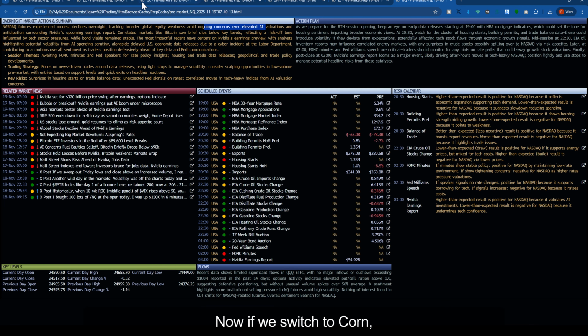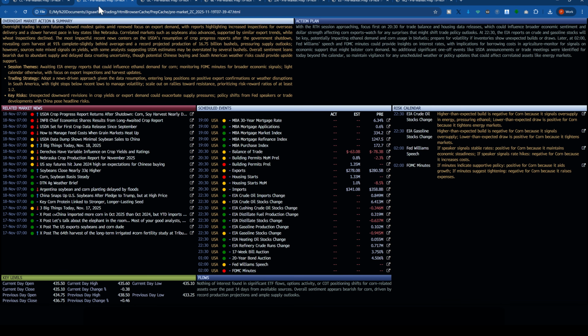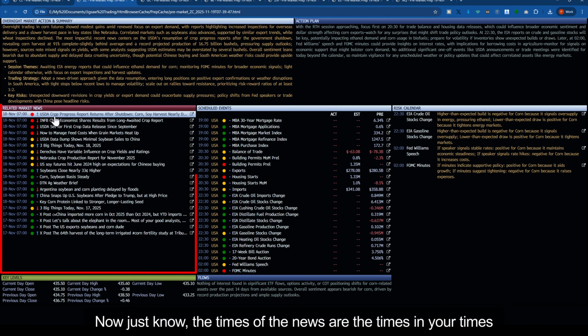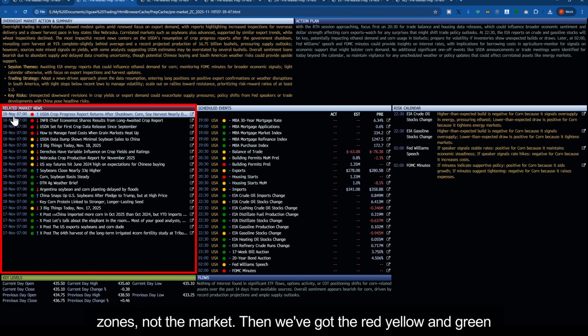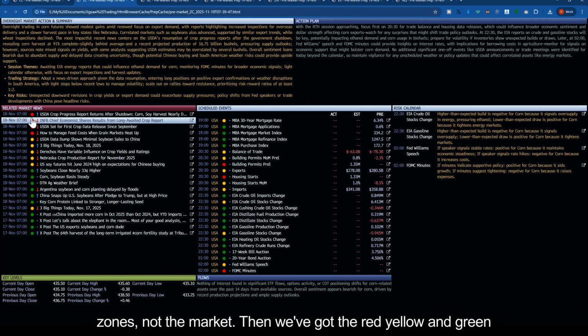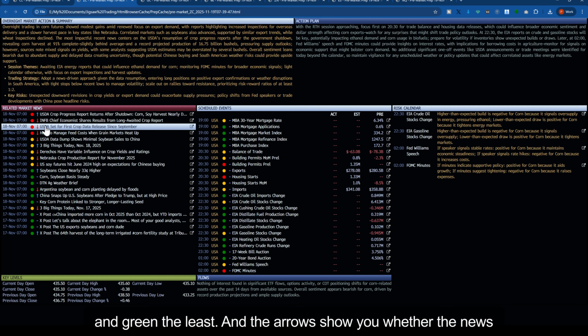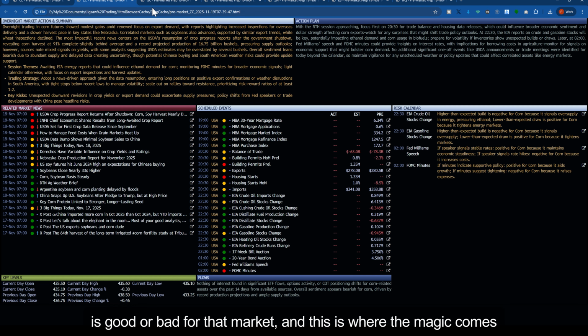Now if we switch to corn, keeping with a looking back theme, we have recent news. Now just note the times of the news are the times in your time zone, not the market. Then we've got the red, yellow and green dots being the importance, with the red being the most significant and green the least. And the arrows show you whether the news is good or bad for that market, and this is where the magic comes in.